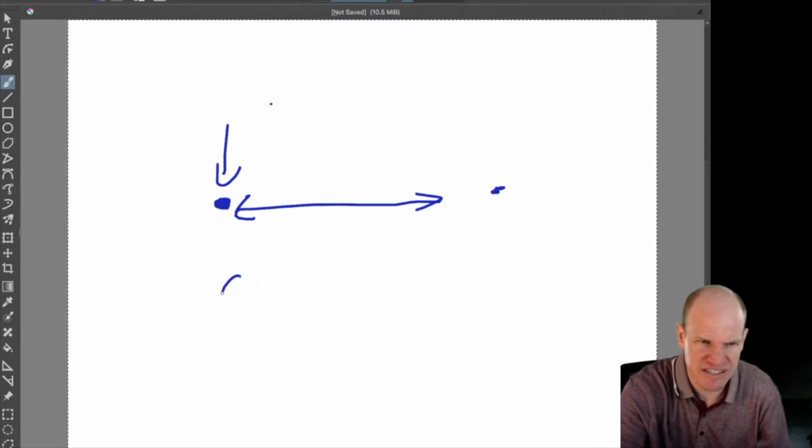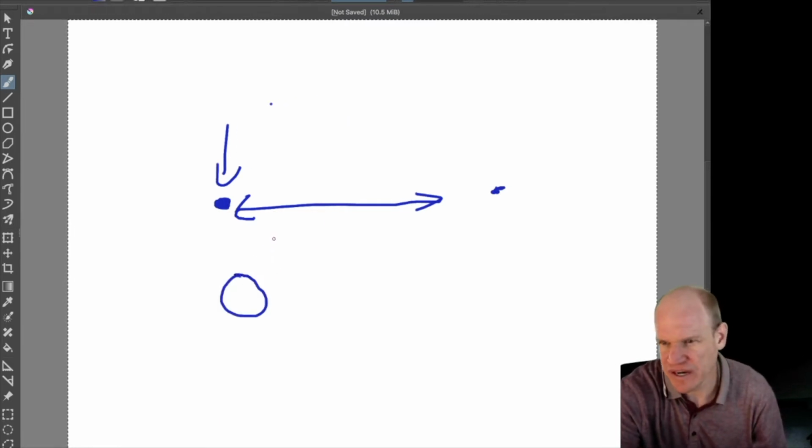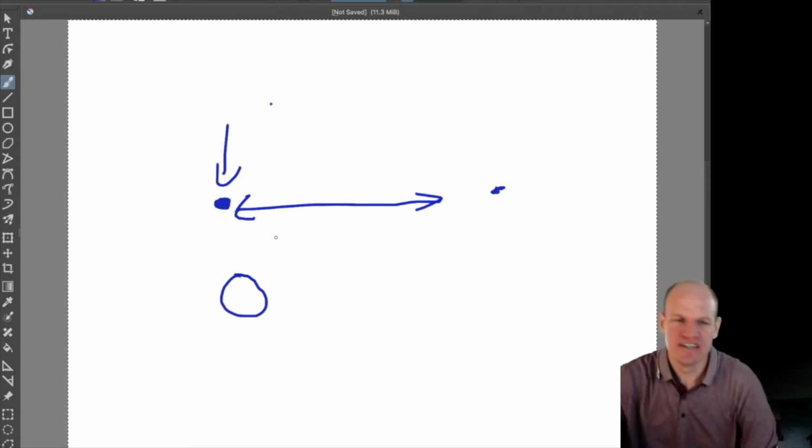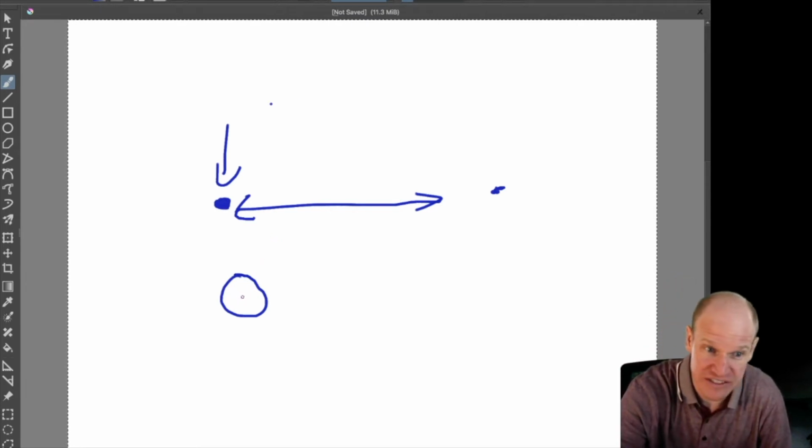So for example, it's like saying the Earth is round. The Earth is not round. You heard it here first. So the Earth is not round. It is an oblate spheroid.